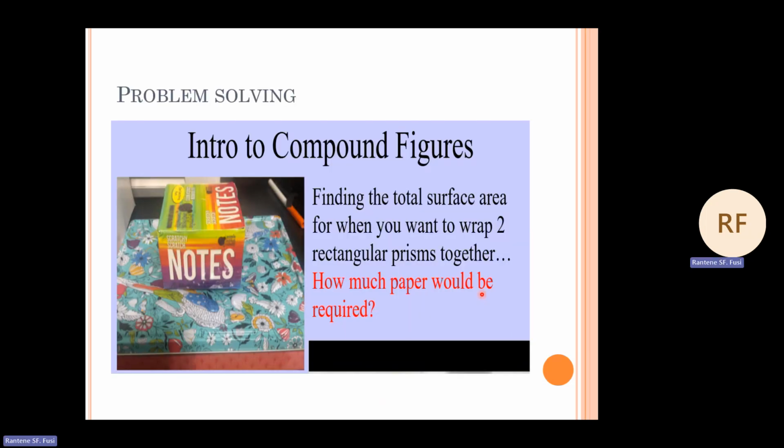Again, you can also find the total surface area when you want to wrap a rectangular prism, the same as what I've just indicated. You just take a box, make measurements, and calculate the surface area. It will tell you the amount of wrapping paper that is required.